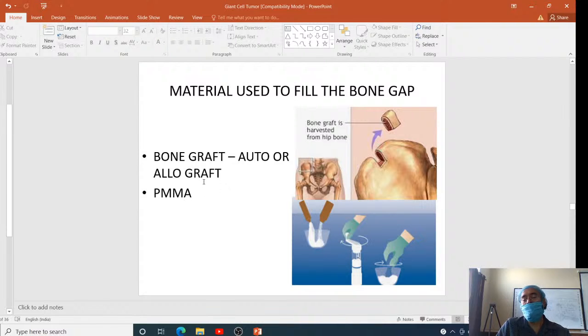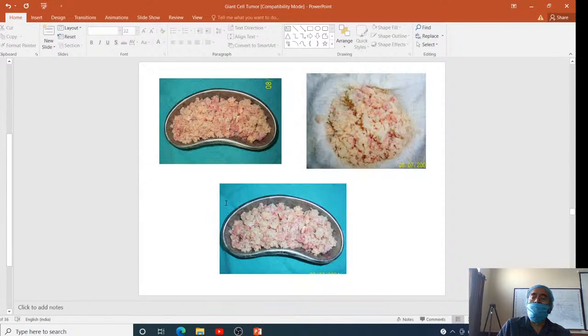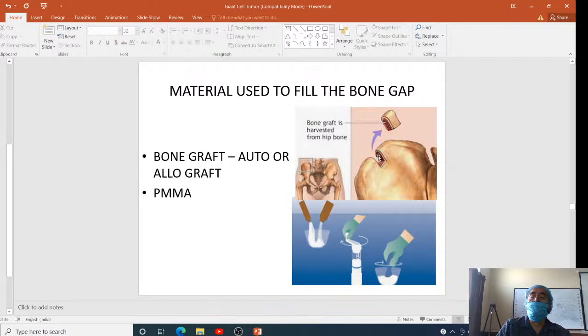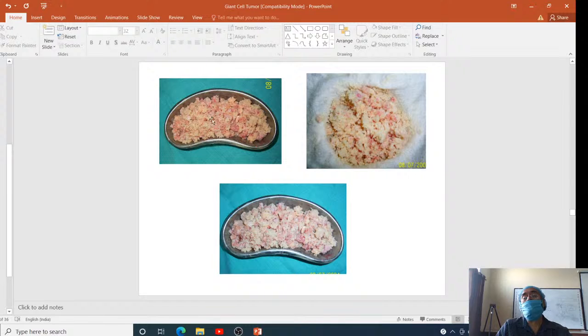Once you mix this and keep it inside the bone, that gives stability. This is a tumor bone graft which we have harvested from here. This is to show you how much bone graft we can take. And we have filled that previous cavity. If you remember the cavity which we made in the bone, we filled the whole cavity with this bone graft.